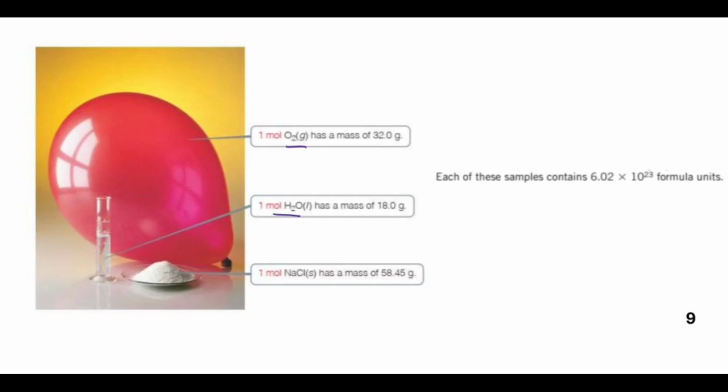So 1 mole of oxygen gas, if you calculate it, is 32 grams. This is O2, so O is 16, and we have 2 of them. It's going to be 16 plus 16, which is 32 grams. That is water. 1 mole of water is 18 grams. That is, the mass of 1 mole of water is 18 grams, which is the molar mass of water. The molar mass of oxygen molecule is 32 grams, and the molar mass of sodium chloride is 58.45 grams.